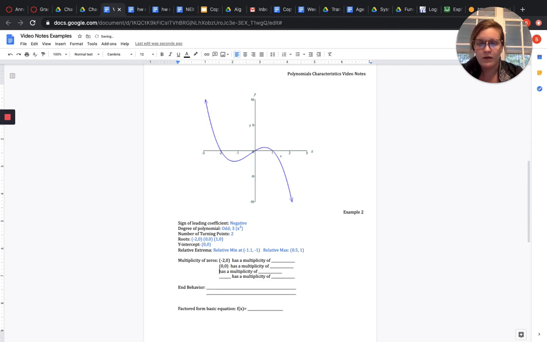Oh, wow, what did I do there? Okay, and then 1, 0 has a multiplicity of something. So we can take this bottom part out. All right, so negative 2, 0.